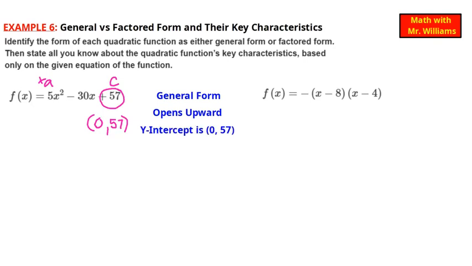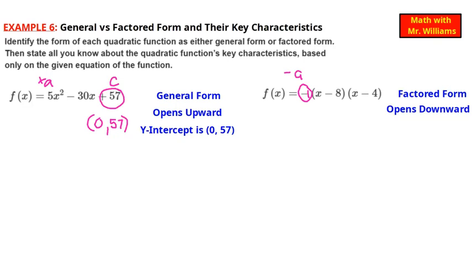All right, on to our second one, we have f of x equals negative, parentheses x minus 8, and then parentheses x minus 4. We know that format, that is in factored form. It does not look like the general format. We can tell real quick because of those 2 sets of parentheses. How do we tell if it's going to open upwards or downwards? We look for that a value. It's up here in front, and it's a negative value. So really this is just a negative 1, and since it is negative, it is going to open downward.